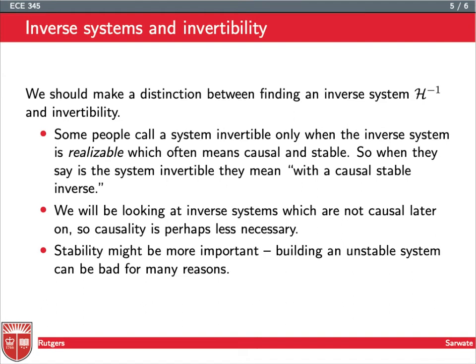We should really make a distinction between finding an inverse system and invertibility. Some people call a system invertible only when the inverse system is realizable. So what does that mean? That means that you can actually build it. And when they mean build a system, they mean build it so that it's online. So they want a causal and stable system that you can plug in, you can build a circuit and stick it in there, and that'll invert the original system. So when they say that a system is invertible, they mean it's invertible with a causal stable inverse.